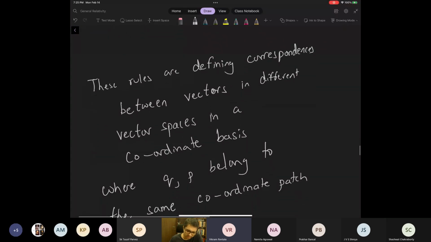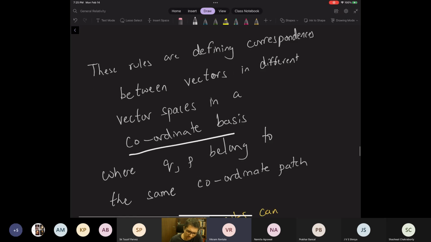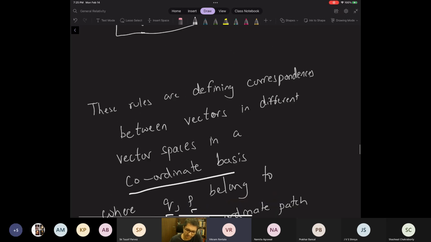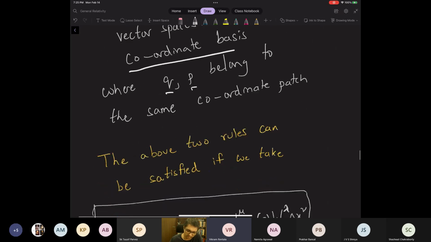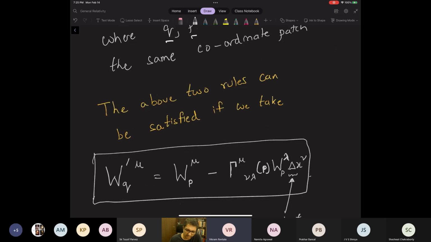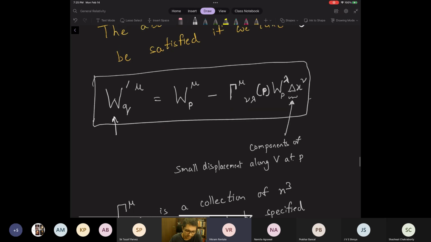So these rules actually define a correspondence between vectors in different vector spaces, in a particular coordinate basis, where Q and P belong to the same coordinate patch. The points P and Q we're assuming belong to the same coordinate patch. And we can easily see that these rules can be satisfied if we take this assumption. So we take W prime Q mu to be equal to WP mu. So this is the components of the vector at the point Q.